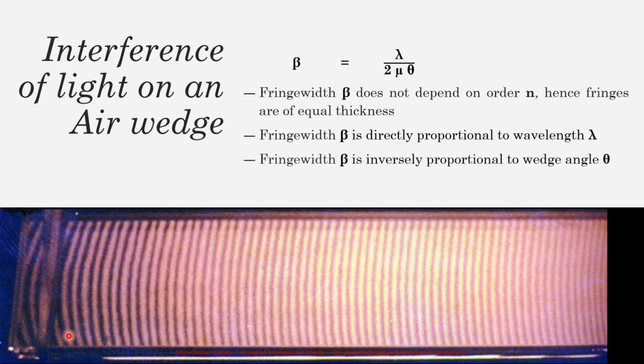Now fringe width beta is inversely proportional to wedge angle theta. That is, if the wedge angle theta is small, fringe width will be larger. And if wedge angle theta is large, fringe width tends to become lower. That is, fringes tend to become closer. Hence, for practical applications, we usually select air wedges having wedge angles very small. That is, very much less than 1 degree.